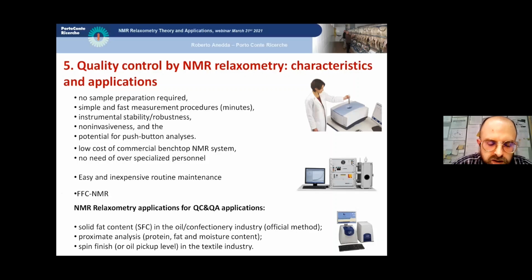Several TD NMR applications and also NMR relaxometry applications are already exploited in industrial quality control and assurance. For example, in the food industry, solid fat content is applied in the oil and confectionery industry, where it is an official method. Proximate analysis can be carried out quite easily, and spin finish in the textile industry is very much used, for which previously solvent extraction was needed.